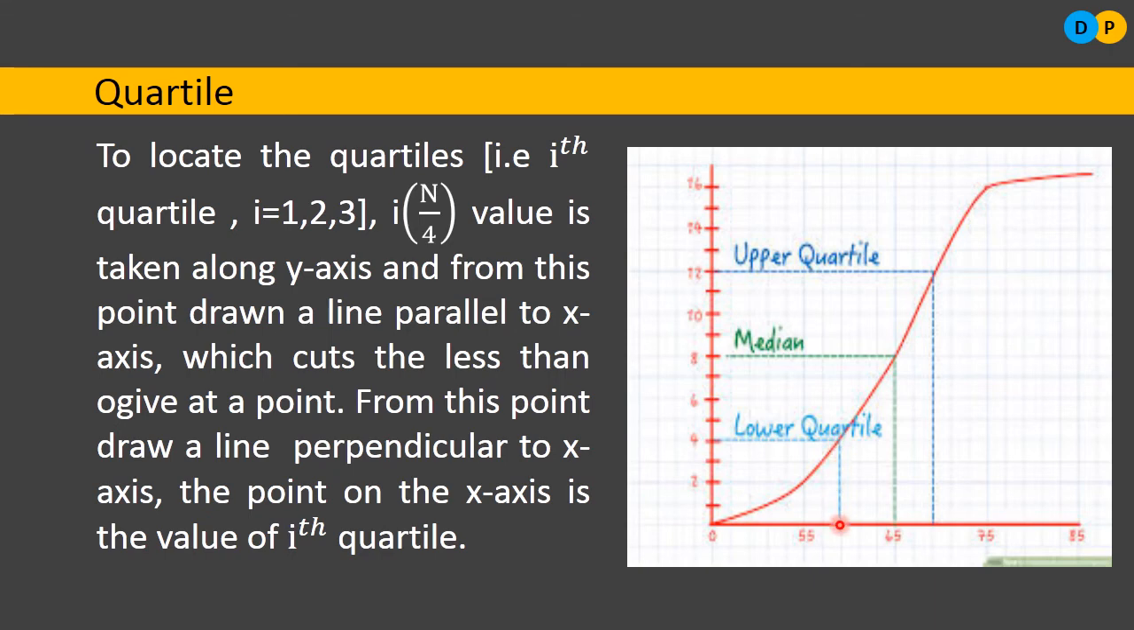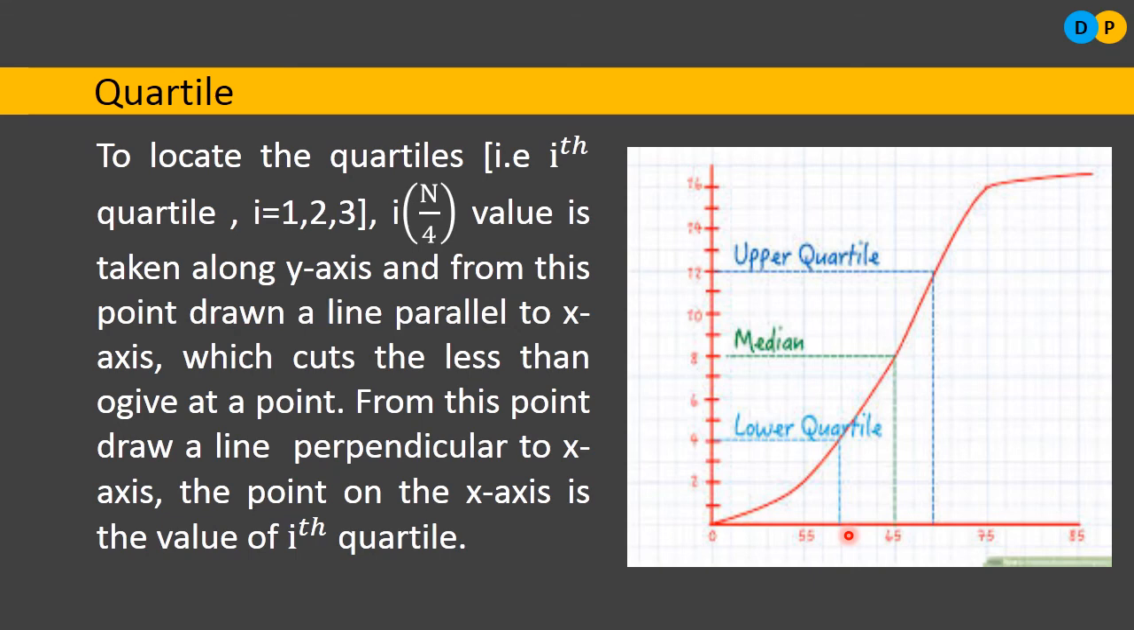When the point reaches the less than Ogive, from this point we will draw a line perpendicular to the x-axis. So how are we going to find the quartile? For example, if I am finding the first quartile, first I need to know the value of i into N by 4. From this value, we draw a parallel line to the less than Ogive. From the point which touches the less than Ogive, we draw a perpendicular line touching the x-axis. The point where it touches the x-axis is the ith quartile value. For example, this is the first quartile value.